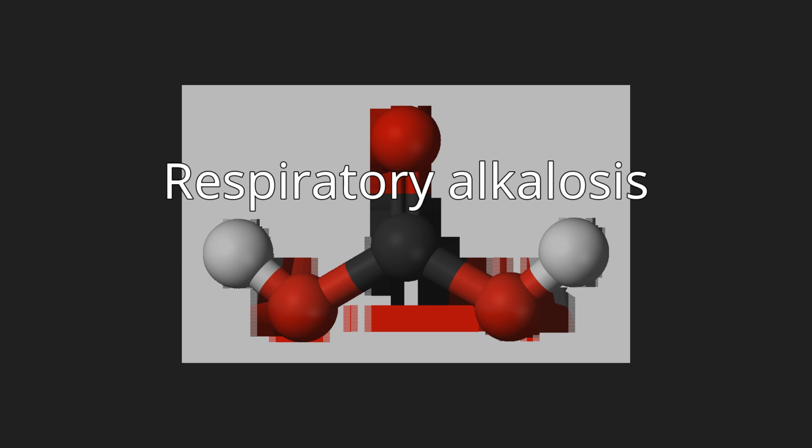Respiratory alkalosis. Respiratory alkalosis is a medical condition in which increased respiration elevates the blood pH beyond the normal range of 7.35–7.45 with a concurrent reduction in arterial carbon dioxide. This condition is one of the four basic categories of disruption of acid-base homeostasis.